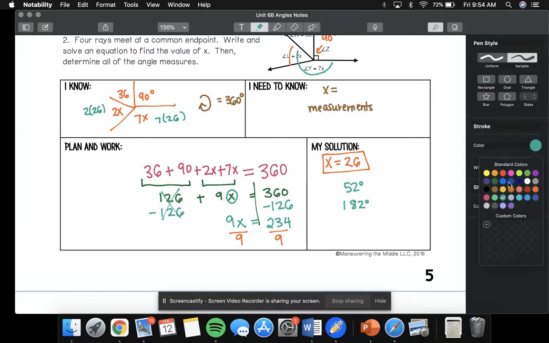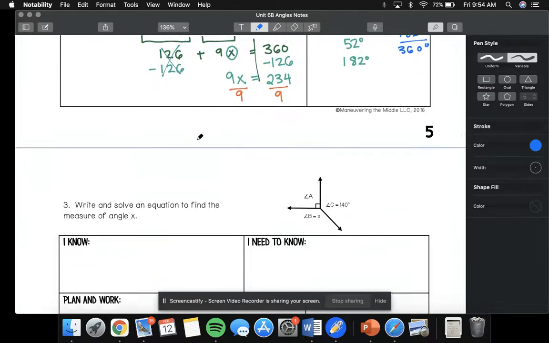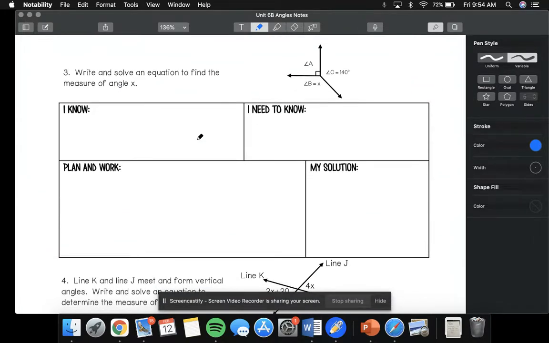I can also check to make sure: if I have 36 plus 90 plus 52 plus 182, that would equal 360 degrees. So I know I have it right because altogether that adds up to 360 degrees. All right, on to the next page.